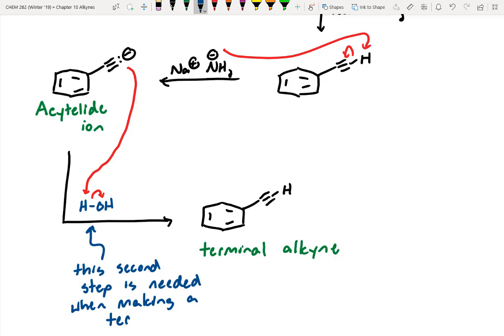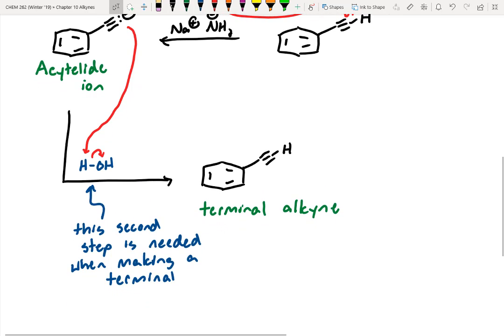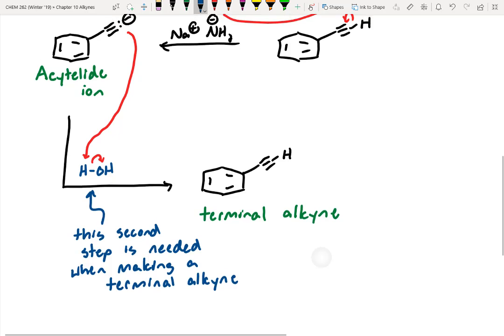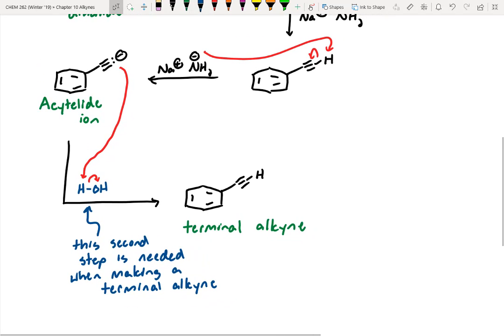Do you think you need this second step for internal alkynes? Yeah, that's a good guess. Why don't you think we need it for an internal alkyne and only a terminal alkyne? Yeah, we don't have a proton to deprotonate if we've got an internal alkyne, so that second step's kind of unnecessary for internal alkynes. But it's kind of a clever way of doing a double E2 reaction to form some sort of alkyne.